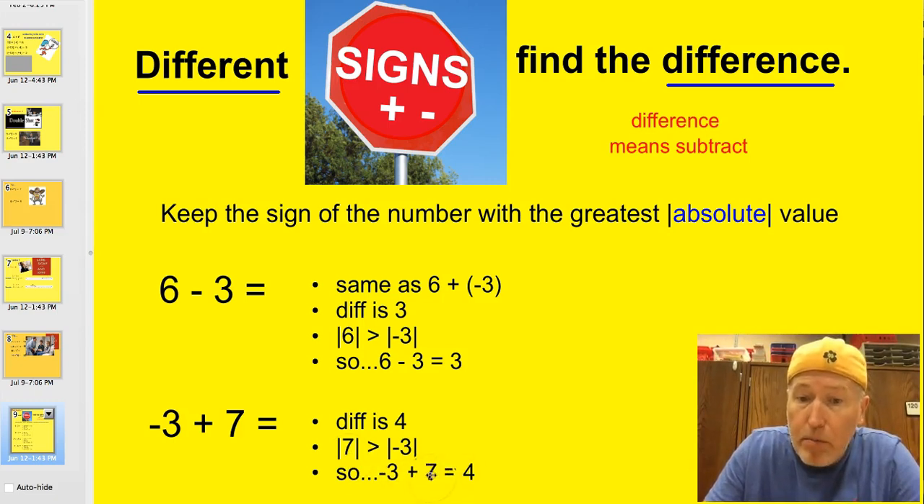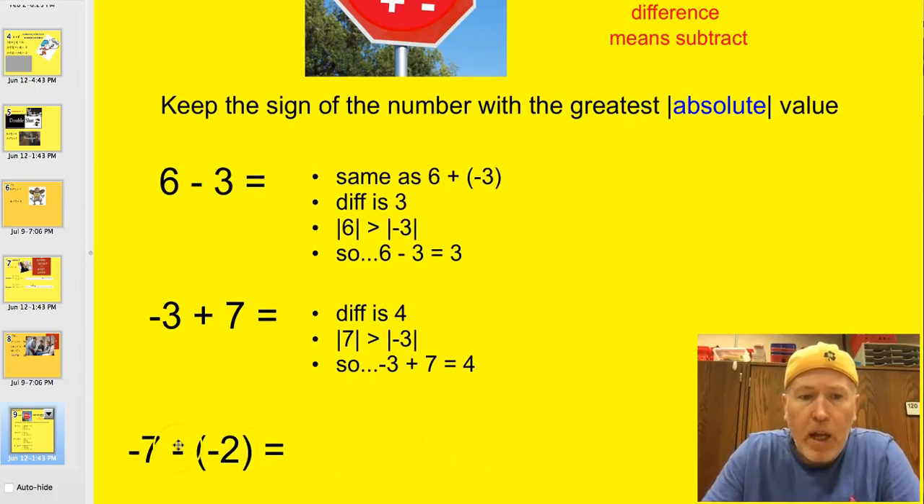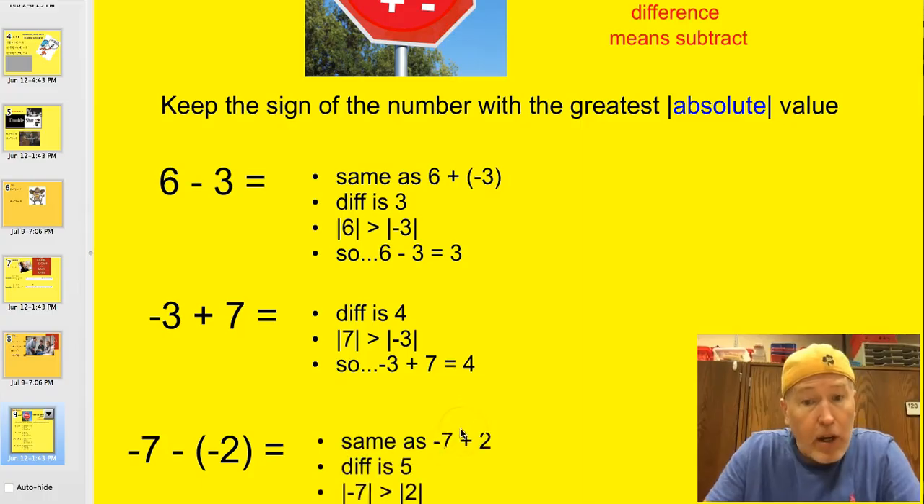Negative 3 plus 7 is 4. Here's another one. Now we have negative 7 minus a negative 2. Okay, remember the double shot, that's really negative 7 plus 2. Now the difference between negative 7 and 2, 7 minus 2, the difference is 5.